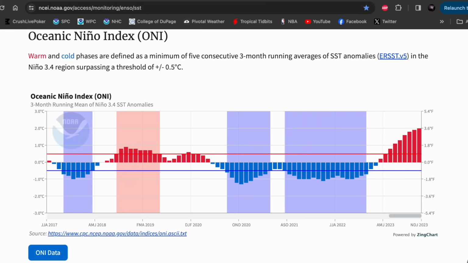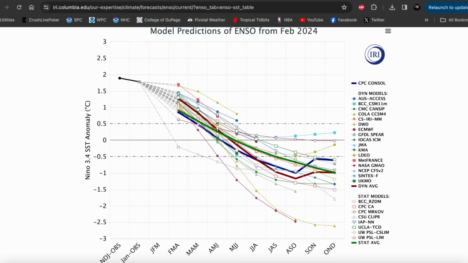In fact, we are in a strong El Niño, which is when that ONI value exceeds positive 1.5 degrees Celsius. That's been the case for the last few 3-month periods, with the November, December, January ONI coming in right at positive 2 degrees Celsius. But that is expected to change as we head into spring 2024.